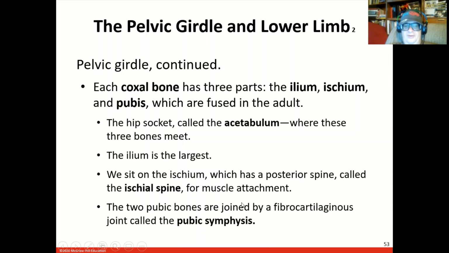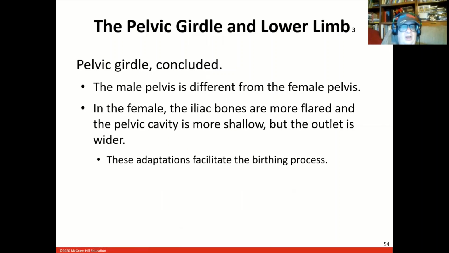Let's see. The 2 pubic bones join the pubic symphysis. I think we kind of said that stuff already, but let's move on. Pelvic girdle in male and female, they differ. The male pelvis is narrower. Female pelvis, the iliac bones, the ones at the top, they're flared, they're spread out.